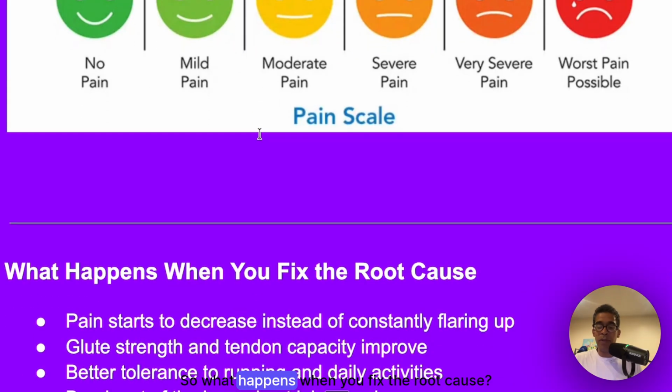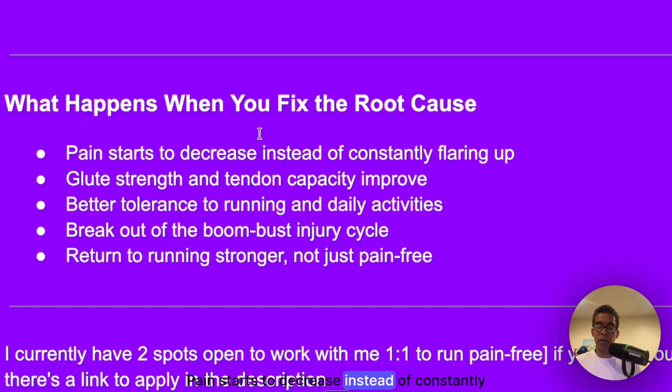So what happens when you fix the root cause? Pain starts to decrease instead of constantly flaring up. The glute tendon issue can typically resolve itself within 8 to 12 weeks with the proper exercise program. Again, you just can't rest alone. You do have to properly load it.